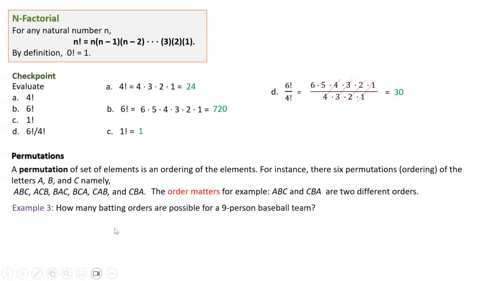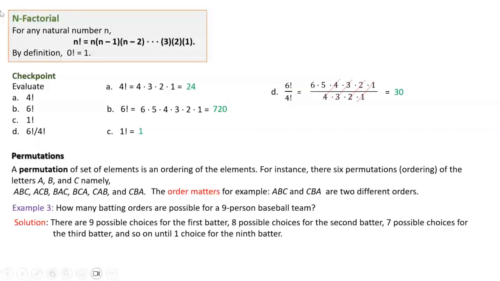Example, how many batting orders are possible for a 9-person baseball team? Okay, so there are 9 possible choices for the first batter, then 8 possible choices for the second batter, and then 7, right, and so forth all the way to get to the 9th batter, which is 1.